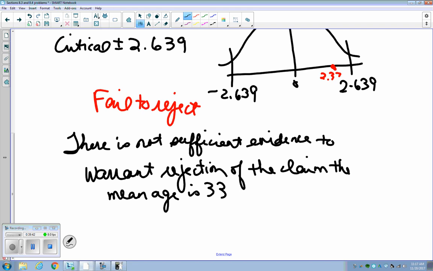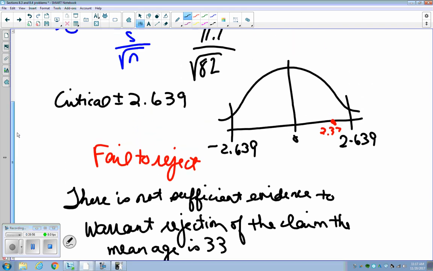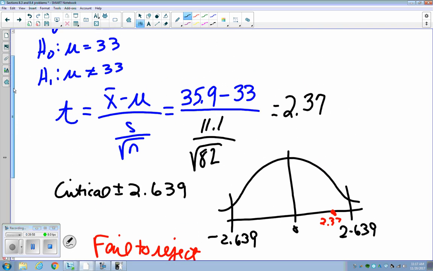Yep. Exactly. The hard part for me is putting this in the calculator. Okay, what are we trying to put in the calculator? I said 35.9 minus 33 in parentheses, divided by another parentheses, 11.1 divided by the square root of 82. I got 2.36. Oh, is that it? Okay, 2.36 something that makes it round up.